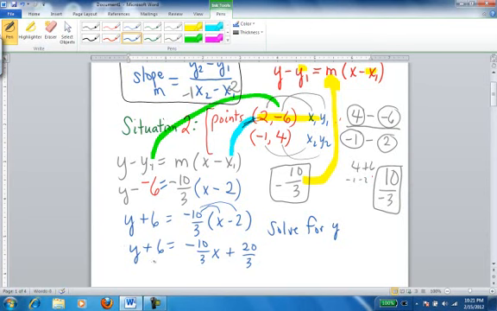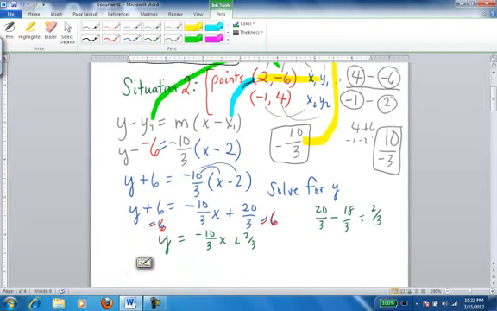I solve for y by subtracting 6 from both sides. And I'll do that in a different color so you can see what I did. And when I finish this up, I'm going to have y on one side by itself equals negative 10 thirds x. And to add the 20 thirds, subtract 6, I have to get a common denominator. 6 is equal to 18 thirds. I'm just doing that fast for you. That's going to be 2 thirds right there. So your final equation is going to look like this. Y is equal to negative 10 thirds x plus 2 thirds.